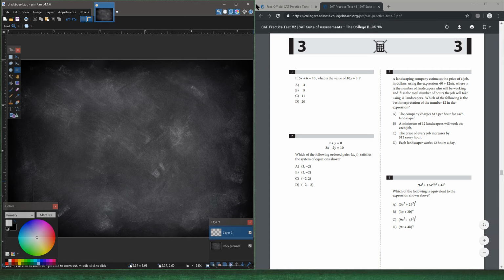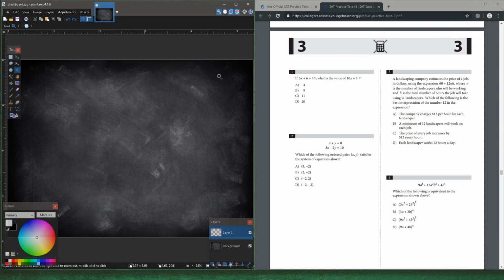A landscaping company estimates the price of a job in dollars using the expression 60 plus 12NH, where N is the number of landscapers who will be working and H is the total number of hours the job will take using N landscapers. Which of the following is the best interpretation of the number 12 in the expression?